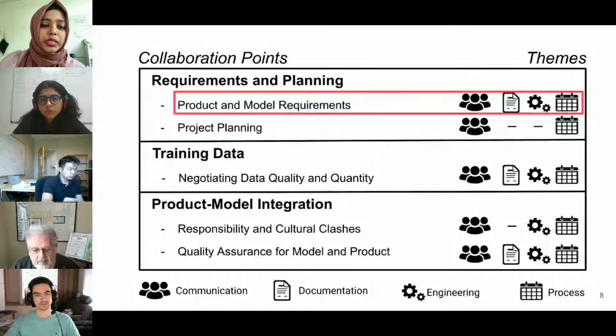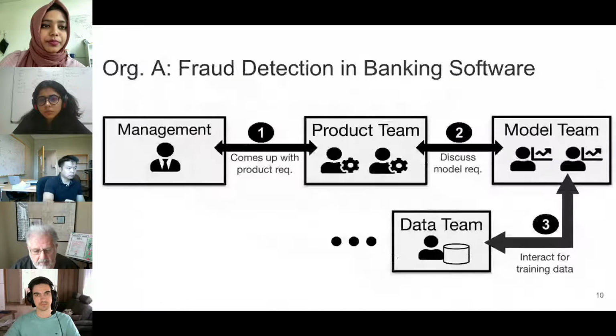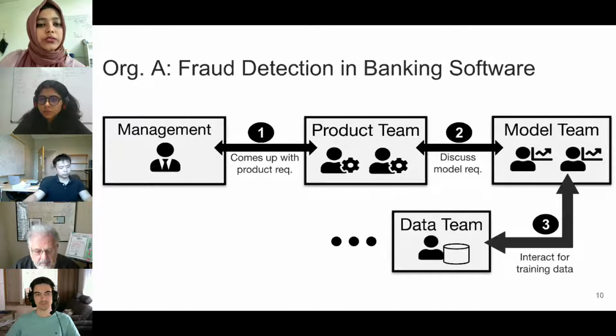So in this collaboration point, the primary collaborators are the product team and the model team. The client and the management are also involved in shaping these requirements. Suppose this organization, named Organization A, has a banking software, and now they want to detect fraud in that existing software. The requirements flow like this. The management and the product team first come up with the product requirements, and then the product team talks to the model team, transferring the product requirements to model requirements, and the process goes on.